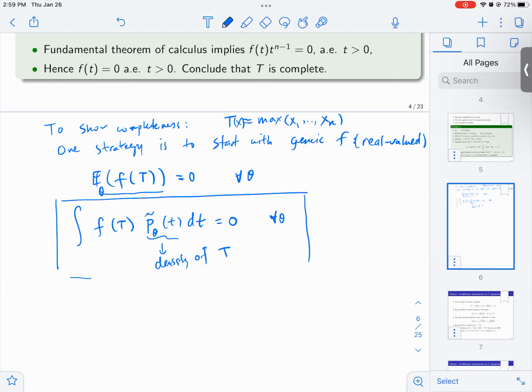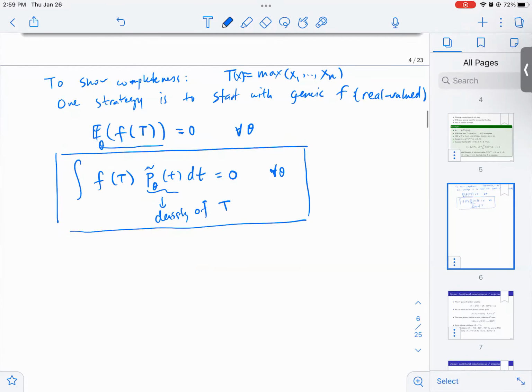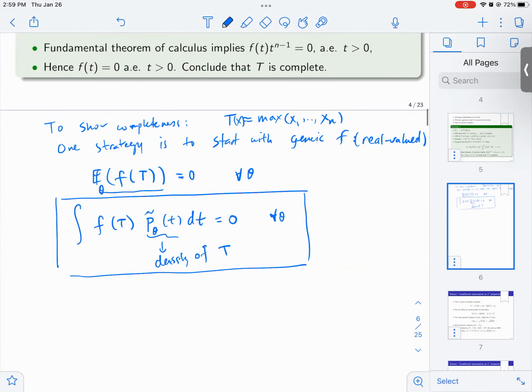A system of integral equations. So what is the density of T? How can I compute the density of T, assuming that x1 up to xn are uniform 0 to theta? I guess you have computed something like this in your homework problems. How do we calculate the density of T of x?